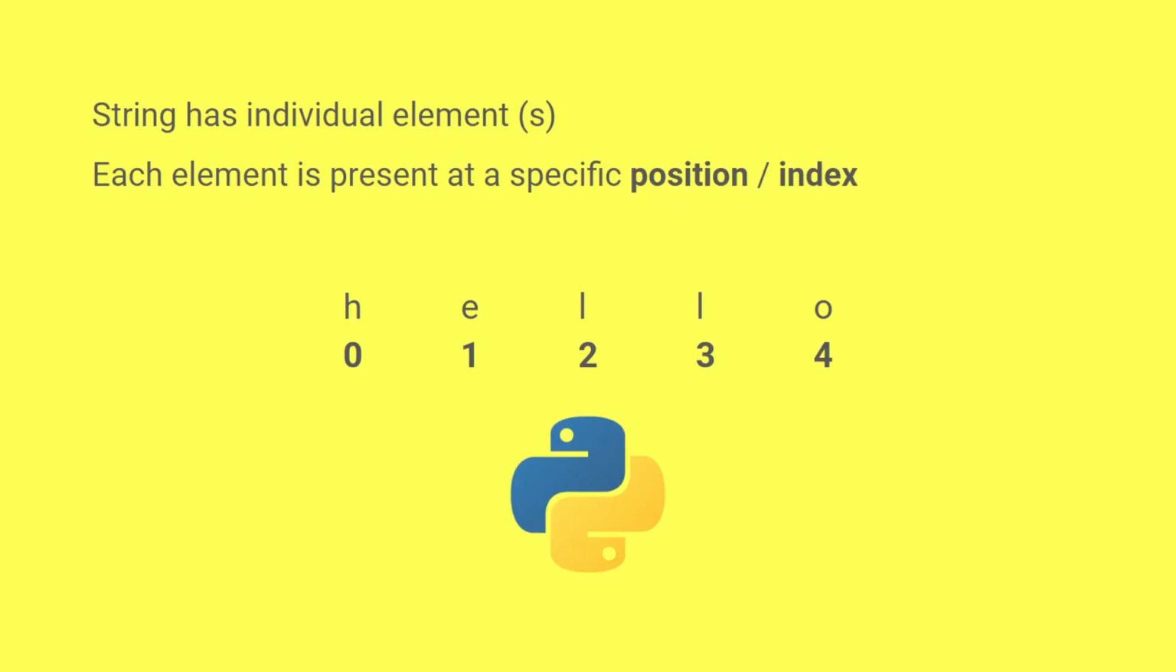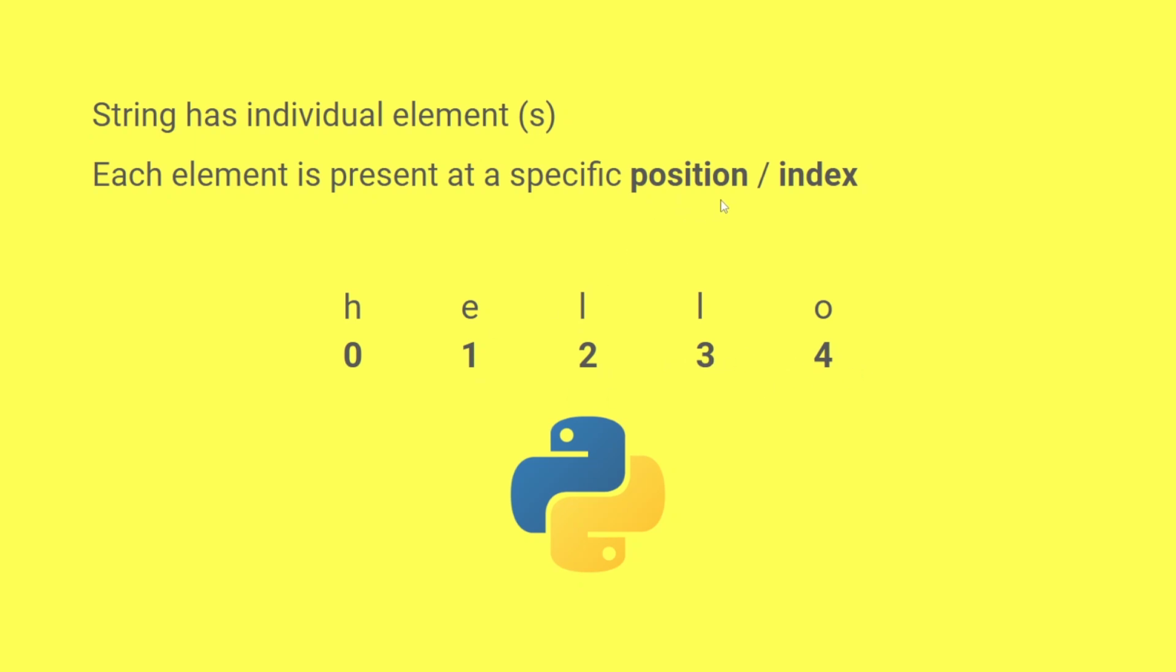Now the thing that you have to understand is inside a string you have individual elements. The H is an individual element, the E is an individual element, and all of these are elements that are present inside a string. The next thing is each element is present at a specific position or index. If you start from left to right, the first element is always at 0 position, the second element is at 1, the third is at 2, and it increases in that fashion.